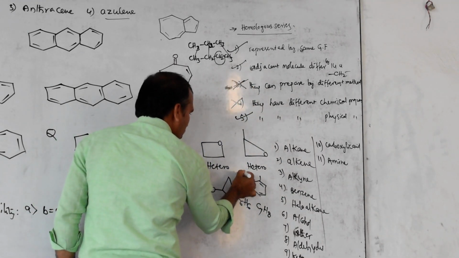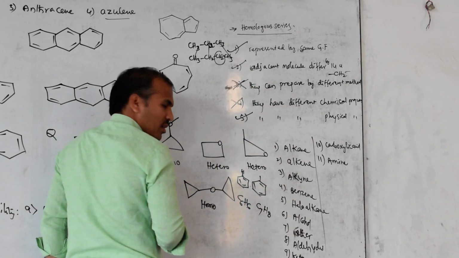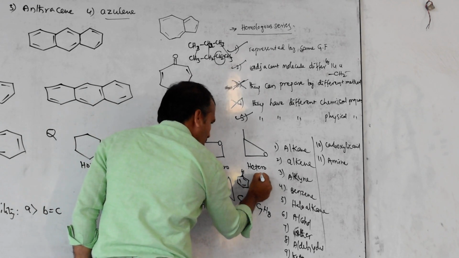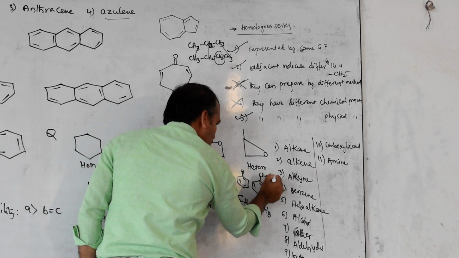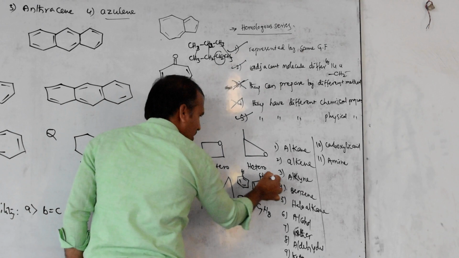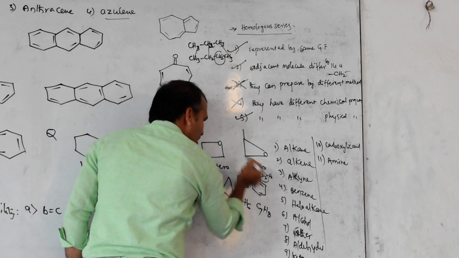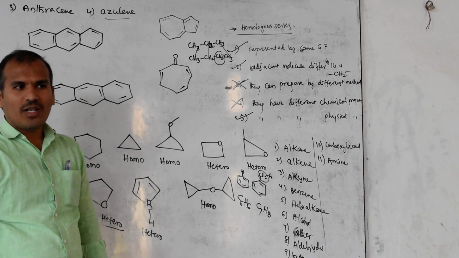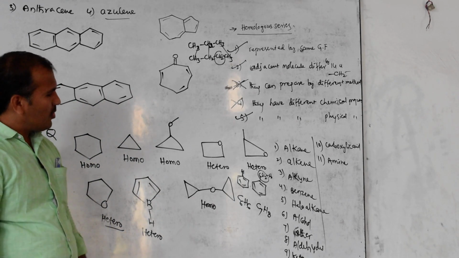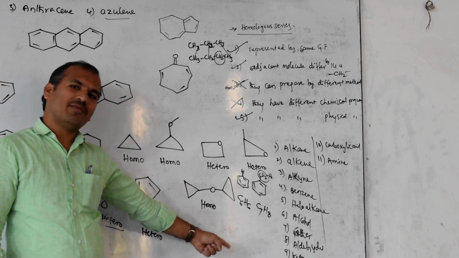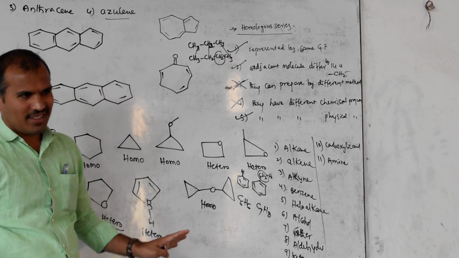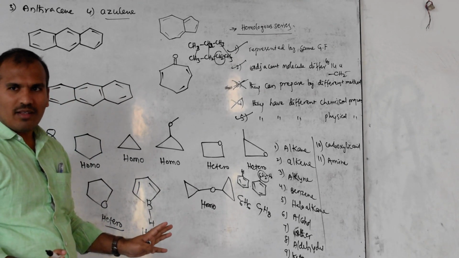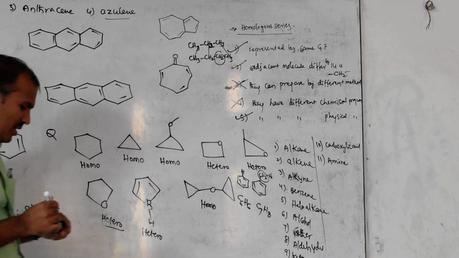Now how many hydrogens are there? Instead of one hydrogen we got CH3. The total difference is CH2. What is the difference? CH2. So benzene also forms a homologous series. So these are your chapter names from first year to second year. All are homologous series. Got the point? The homologous series part is completed.